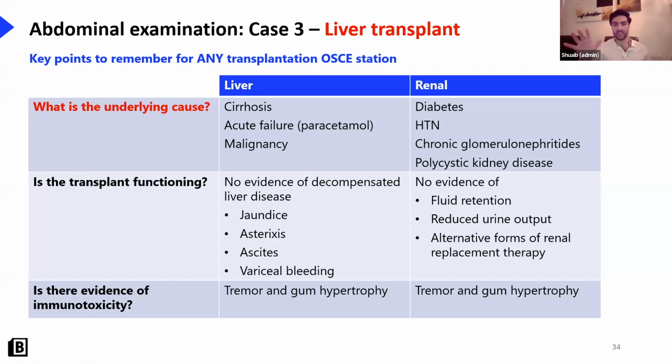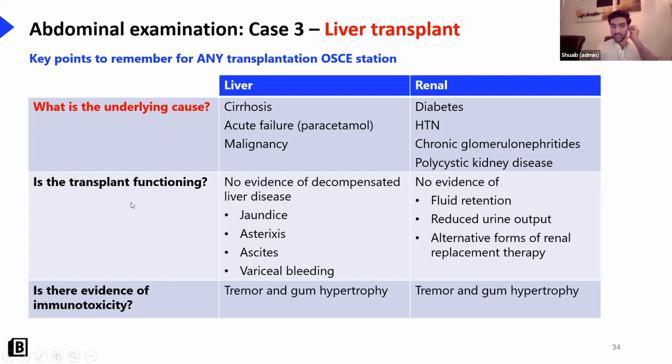The point is, if a patient is on immunosuppressants, look at the hands for a tremor, look at the gums for hypertrophy. If any of those two things are present, in your presentation, you can say, I noticed there was evidence of immunotoxicity. And then when you go on to talk about your investigations, you can say, I would like to check levels of cyclosporin or levels of tacrolimus.